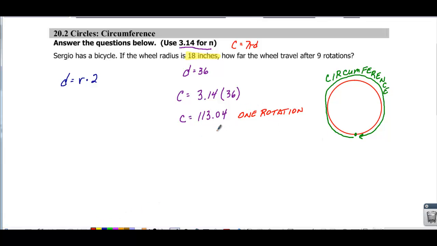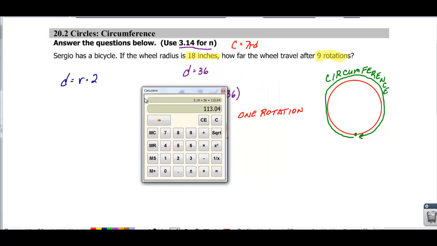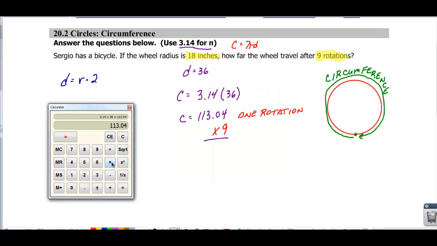Then we're going to take that and multiply it by 9, because this problem deals with 9 rotations. Let's get that real world tool out here again. It still has the 113.04 in it, so we'll multiply that times 9. You can see that up on the top. And that tells us that in 9 rotations, this tire will travel 1,017.36 inches.